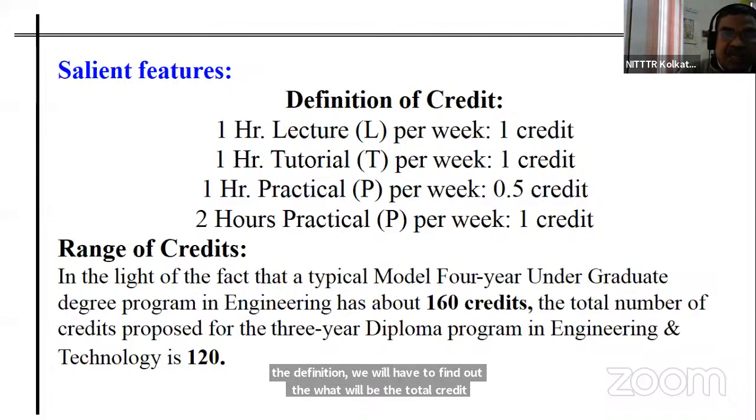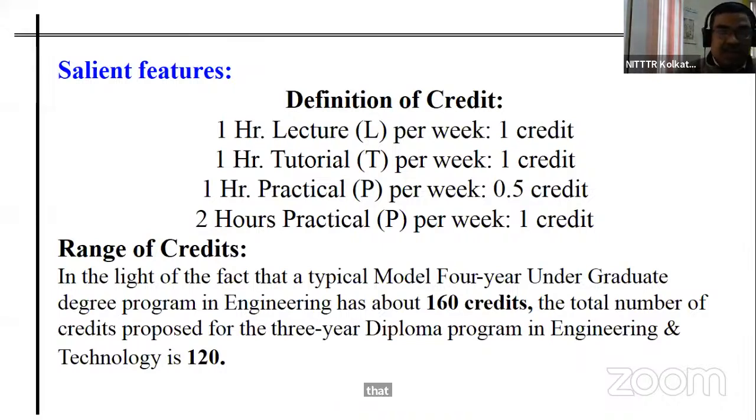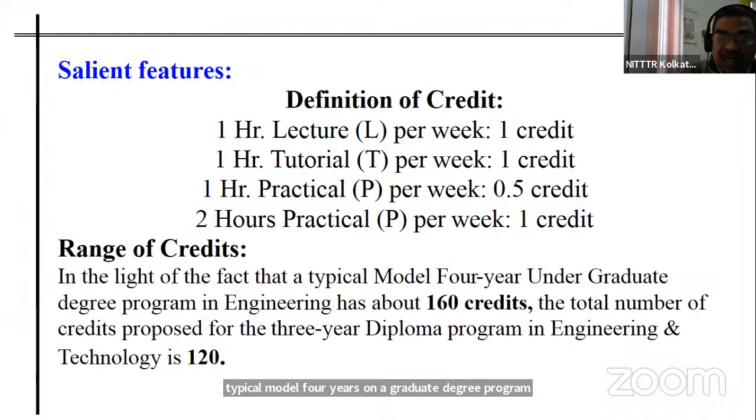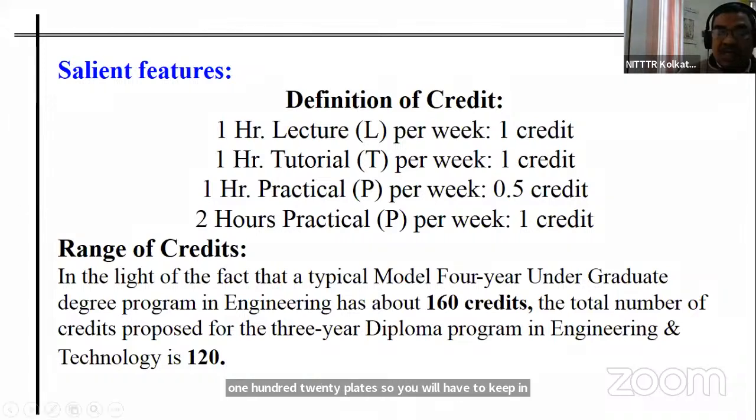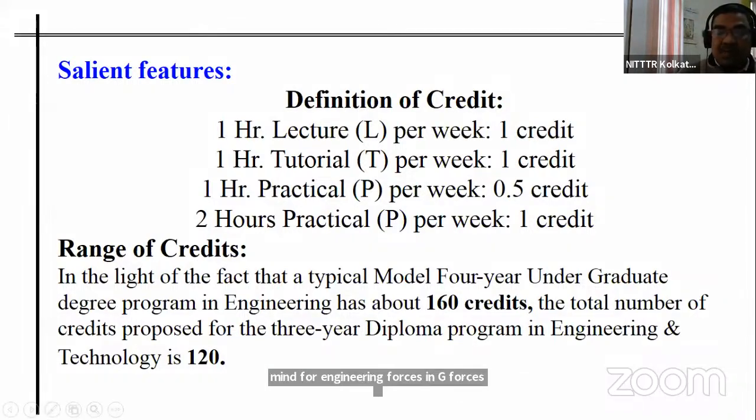And the range of credits as per AICTE suggestion is like this: in the light of the fact that a typical model 4-year undergraduate degree program in engineering has about 160 credits, the total number of credits proposed for the 3-year diploma program in engineering and technology is 120 credits. So you'll have to keep in mind that for engineering courses, BE courses, it is roughly 160 credits, and for the diploma courses, it is coming around 120 credits.